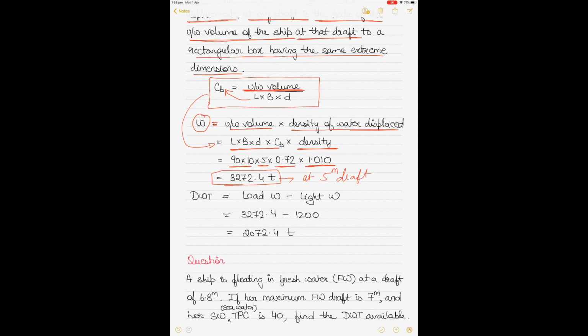is 3272.4. You know that the deadweight is equal to load displacement minus light displacement. We have discussed this in the first question. Your load displacement is 3272.4 because that is the displacement at a particular draft, and the light displacement is given to you in the question, that is the mass of the empty ship. Therefore, the deadweight, or the amount of cargo, fuel, fresh water, etc. that you can carry to bring the ship to her summer load line, is 2072.4 tons.